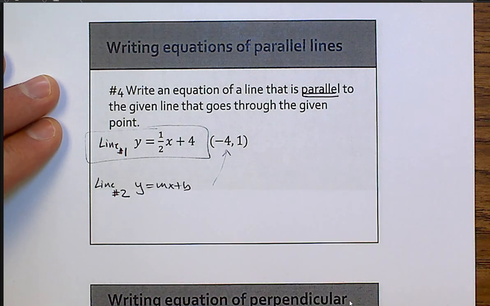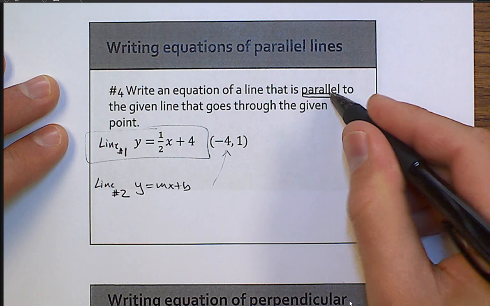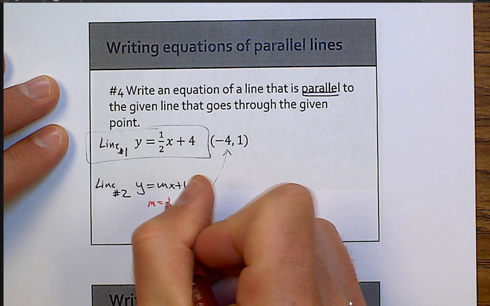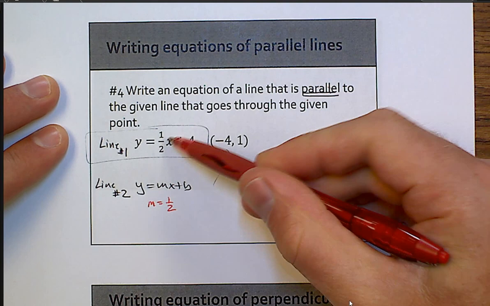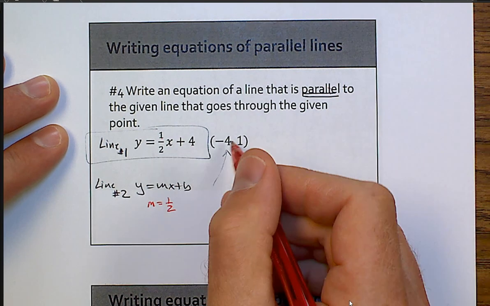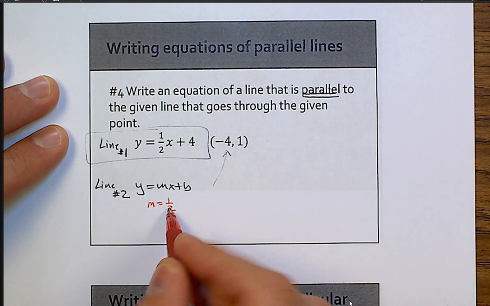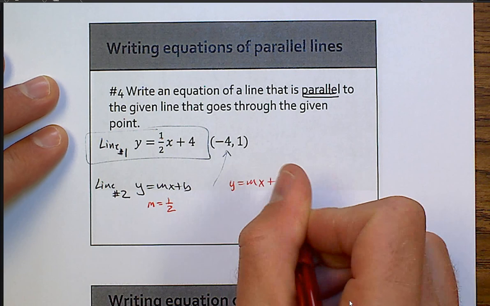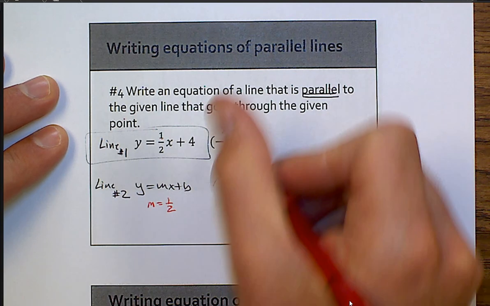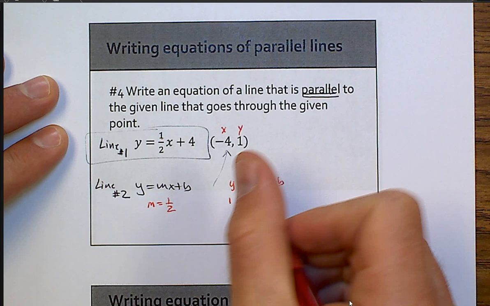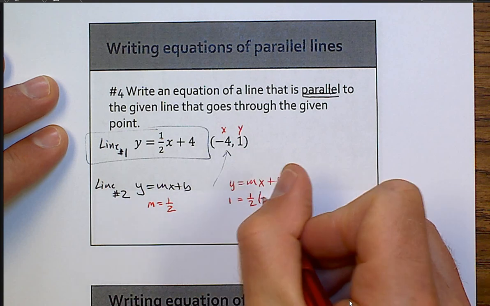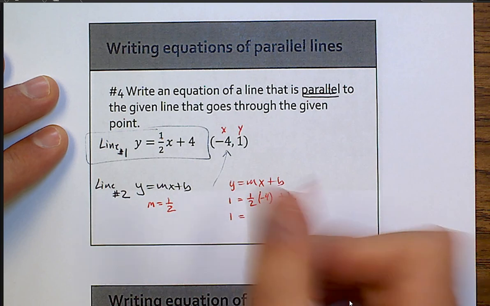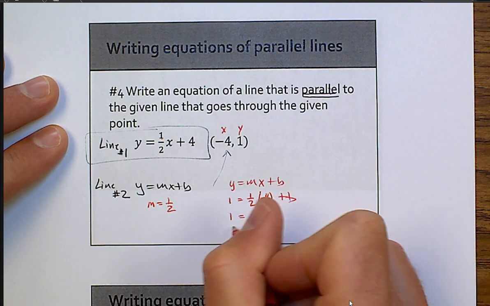Okay? Well, we want it to be parallel, so we know for this second line the slope has to be 1/2. Why? Parallel lines have equal slopes. Then I'm going to use this point and this slope to write my equation. So I like to use just y equals mx plus b again, and then fill in my x and my y. So 1 equals, my slope is 1/2, my x is negative 4, and I'm going to solve for b. So 1 equals half of negative 4, which is negative 2, plus b. Add the 2 over, I get 3 equals b.